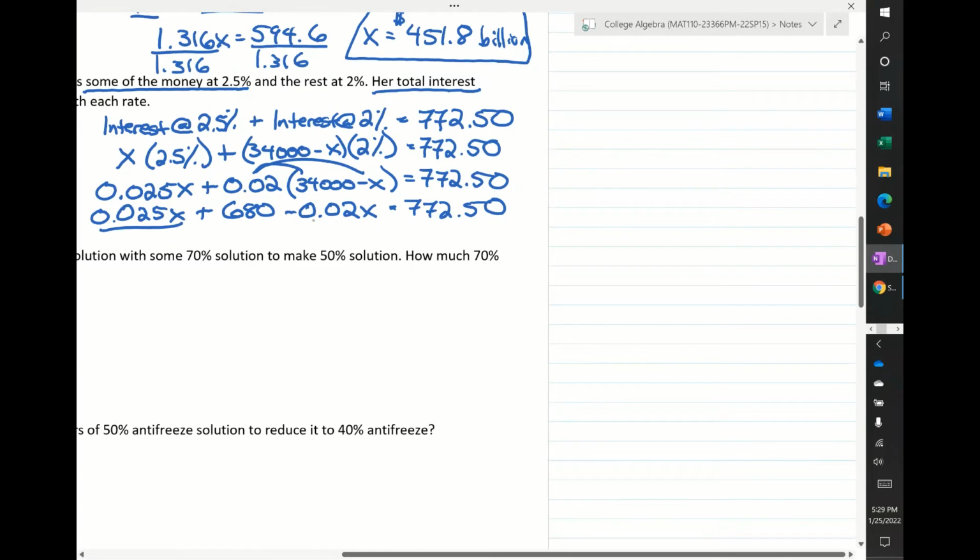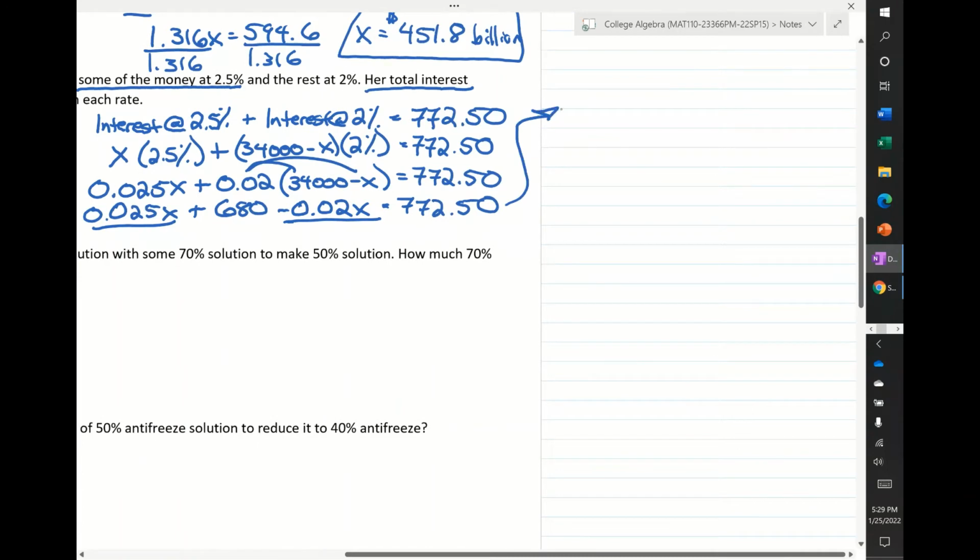But I'll combine my like terms. 0.025 minus 0.02 is right here, 0.005x plus 680 equal to 772.50. Just combining like terms. Subtract 680 from it. 0.005x is equal to 772.50 minus 680 is 92.5.